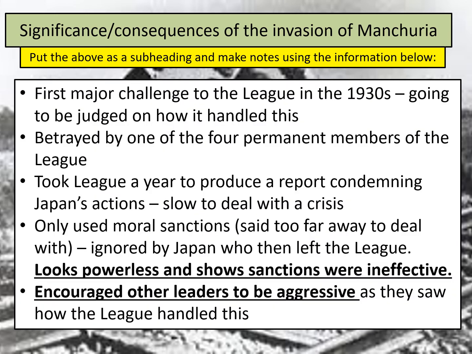Now, this is the really key bit. It's going to take you from a grade 4 or 5 to actually taking you to those top grades of those 7s, 8s and 9s. So in order to get those grades, you have to think about the impact of events. So let's go through some points now.